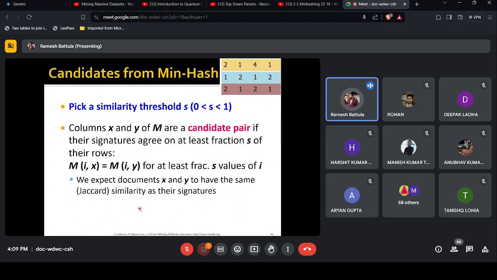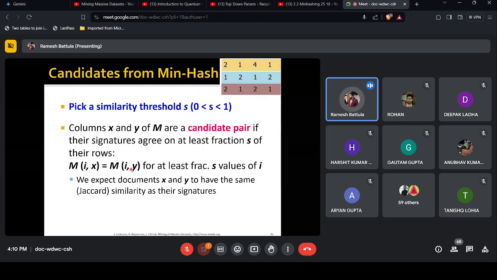That means here we need to understand, pick up a similarity threshold S. The threshold S is going to be between 0 to 1. Once S is defined, then you have to find what is the candidate pair. So column X and column Y of a particular matrix M. Candidate pair you need to calculate if the signature agrees on at least a fraction S of their rows. It means you need to observe here. Suppose I am finding M of i comma x equal to M of i comma y.